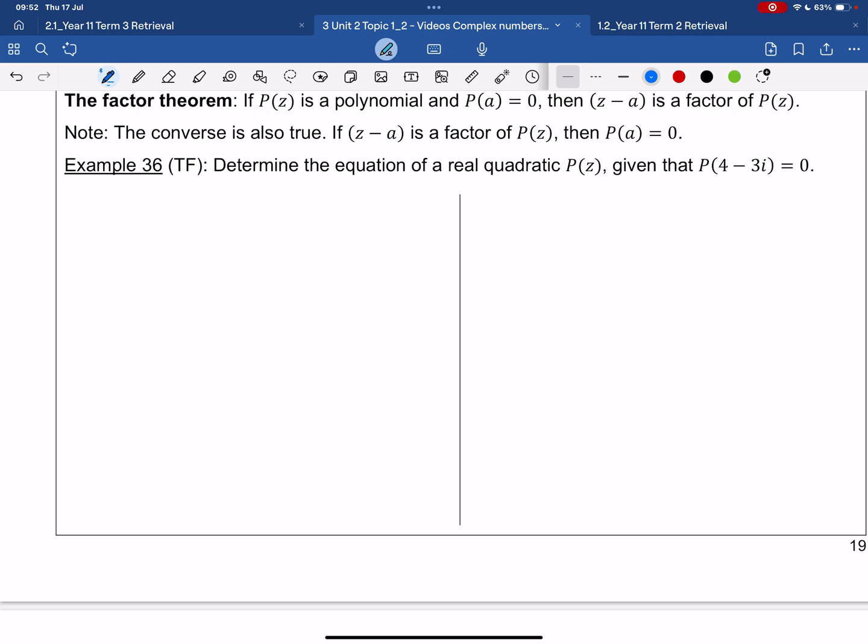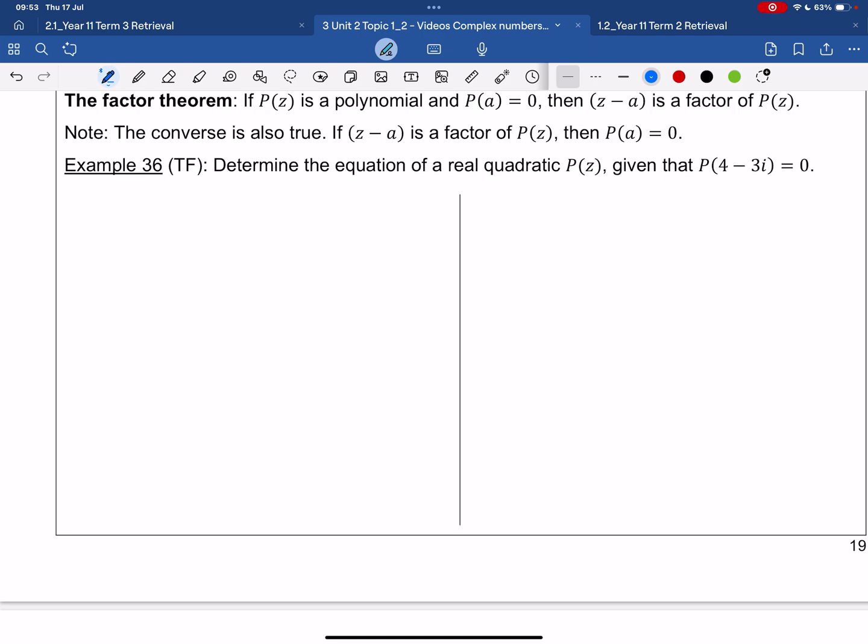Something else you need to know is that because you may have factored a difference of perfect squares, if one of the roots is a complex number, the conjugate of that complex number must also be a root. And that's actually called the complex conjugate root theorem.